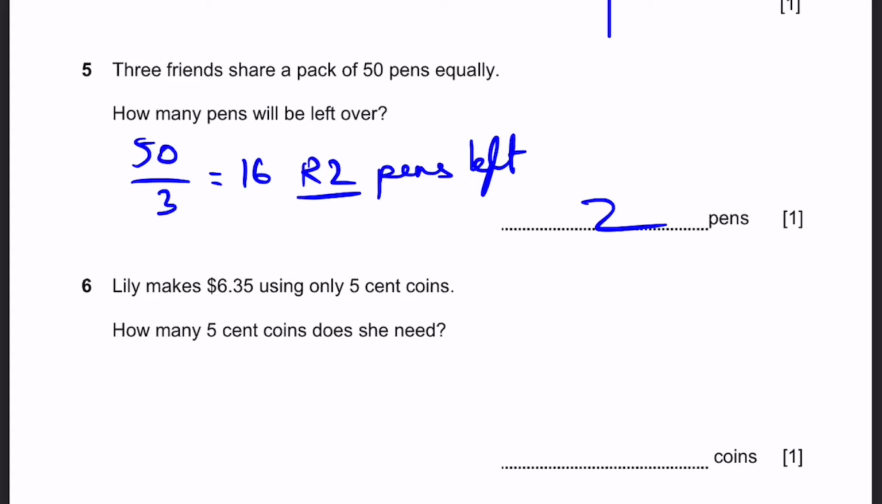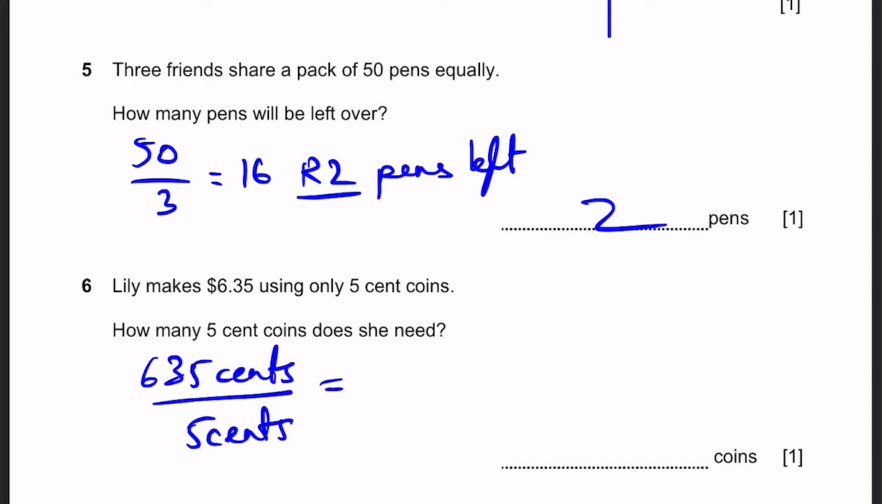Question 6. Lily makes $6.35 using only 5-cent coins. How many does she need? That'll be $6.35, which is 635 cents, divided by 5 cents, which is 1 5-cent coin. So the number of coins needed will be 127 coins. That's the answer.